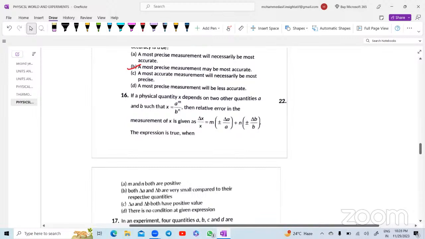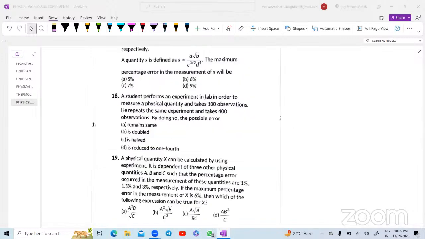Let's go, question number 17, I hope you can do. Question number 18, have a look once. A student performs an experiment in a lab in order to measure a physical quantity and takes 100 observations. He repeats the same experiment and takes 400 observations. By doing so, the possible error remains the same, is doubled, is half, or is reduced to 1/4. Again, very huge chances that students make mistakes in this question.